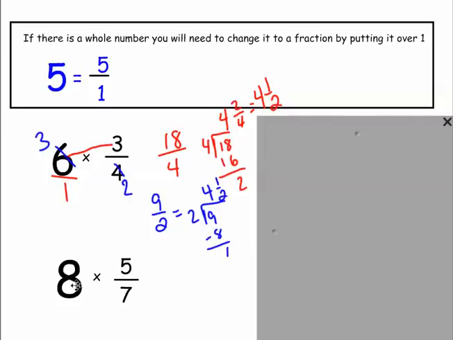All right, same thing. So again, put this over 1. Anytime you see a whole number, if we're dealing with multiplying fractions, you're going to need to put it over 1 because it's the same thing. I'm just rewriting it a different way. Then multiply straight across. I get 40 over 7. That's improper, so I need to divide. That would go in 5 times, and I have a remainder of 5/7. Okay?